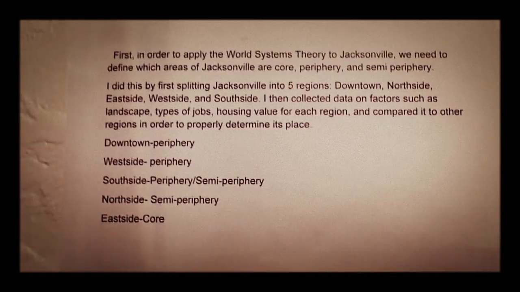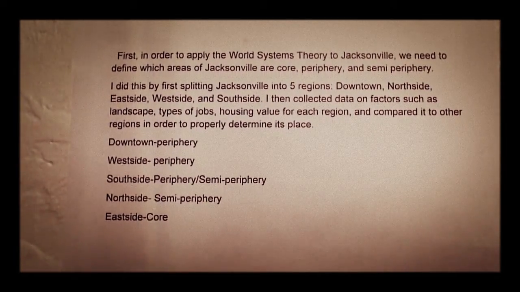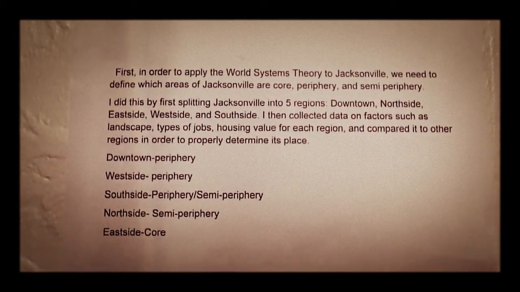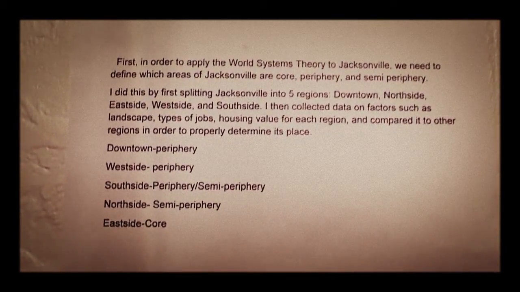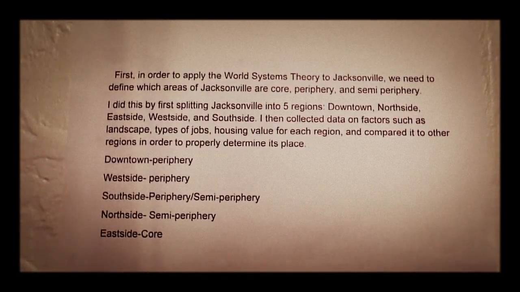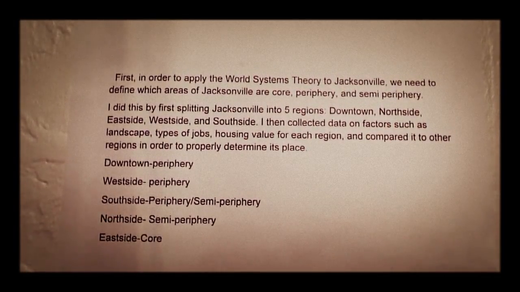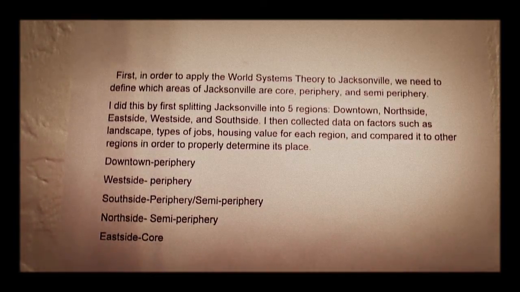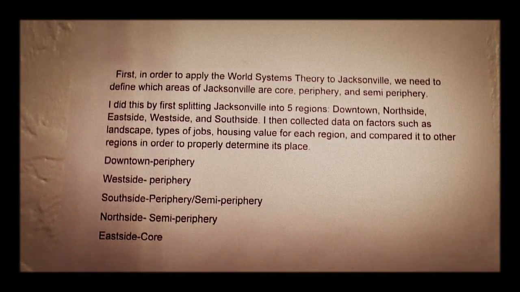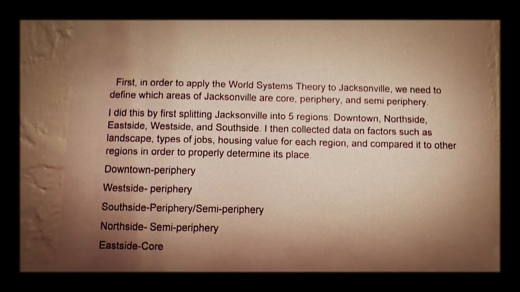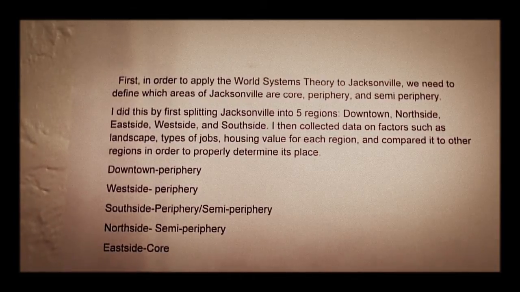First, in order to apply the world systems theory to Jacksonville, we need to define which areas of Jacksonville are core, periphery, and semi-periphery. The first step that I did in completing this was to divide Jacksonville into 5 main regions: downtown, north side, east side, west side, and south side. I then collected data on factors such as landscape, types of jobs, and housing value for each region, and I compared it to other regions in order to properly determine its place.